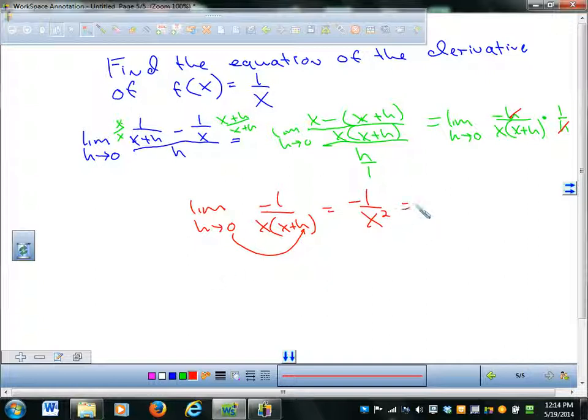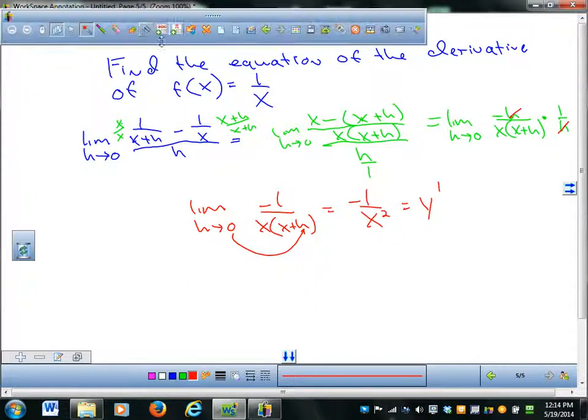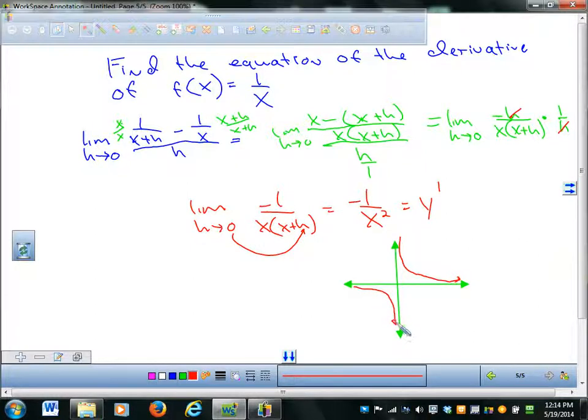That's equal to y prime. Thinking about this, who knows what this curve looks like? A sideways parabola? Not a sideways parabola. It's a hyperbola that looks like this, and then looks like this. That's what that function looks like.